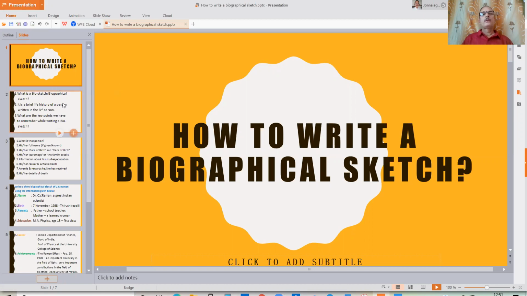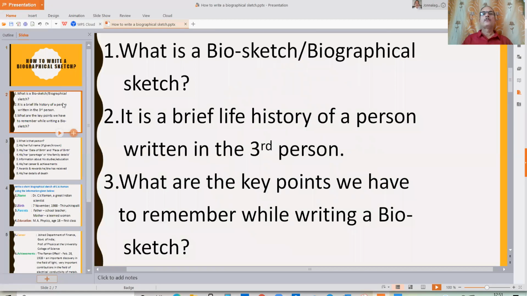First of all, what is a biographical sketch? A biographical sketch is a brief life history of a person written by somebody else in the third person. What are the key points we have to remember while writing a bio sketch?